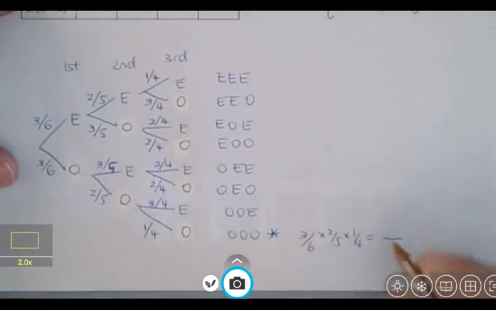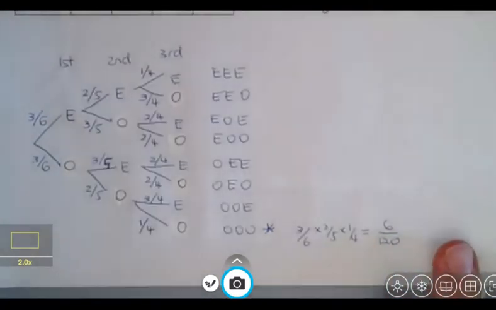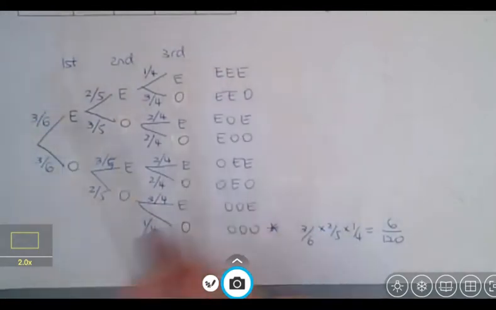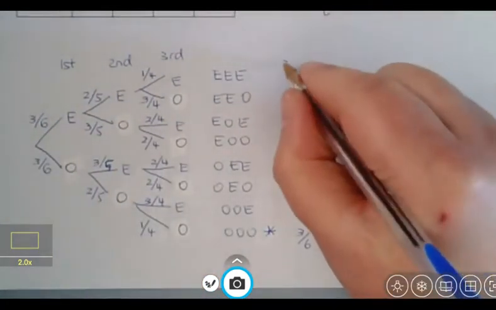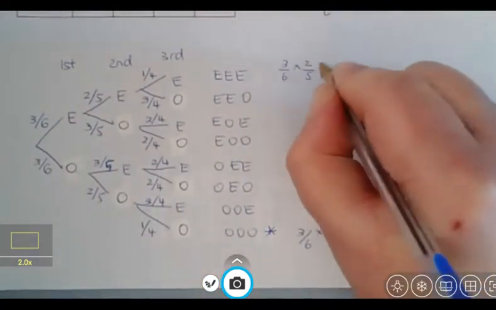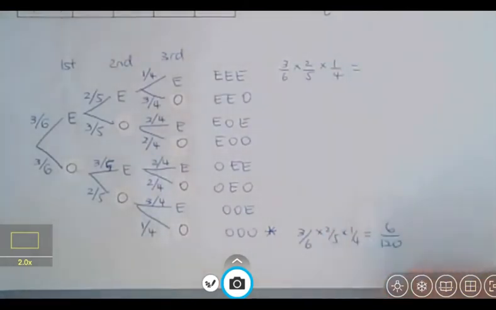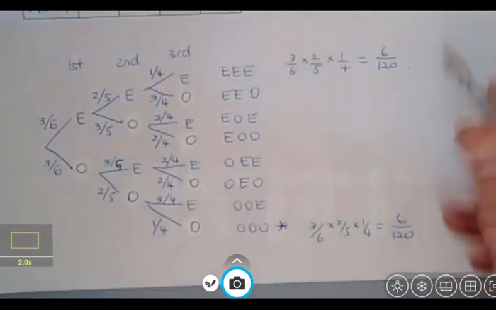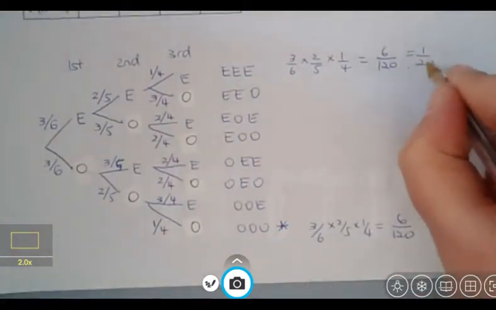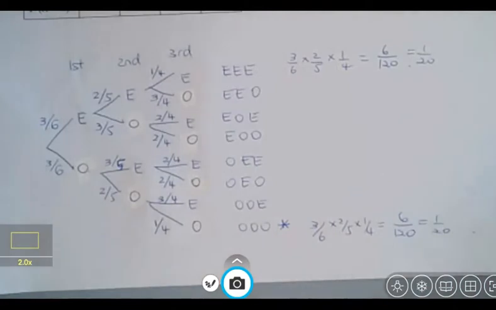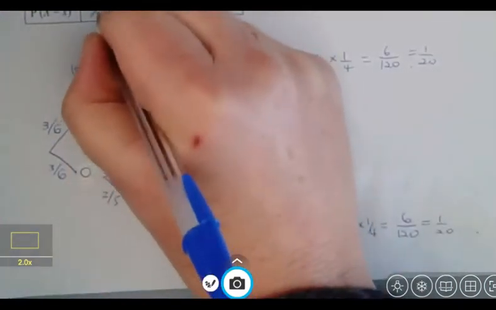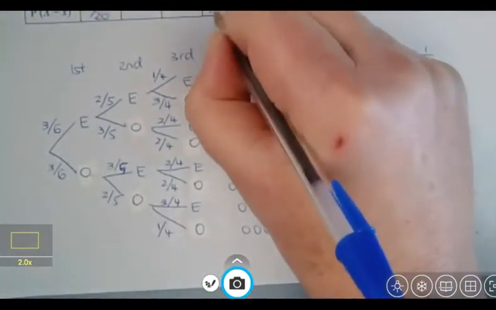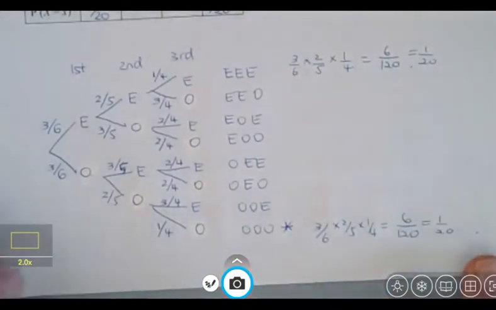Denominator is 120, numerator is 6. So we can work them out first, and then up here you've got 3 evens. So you've got 3/6 times 2/5 times 1/4. Looks like they are the same numbers. Now, if you want, you can simplify them. 6 out of 120 is 1/20th. So we can put those two in. So for 0 evens, it's 1 out of 20. And for 3 evens, it's 1 out of 20.